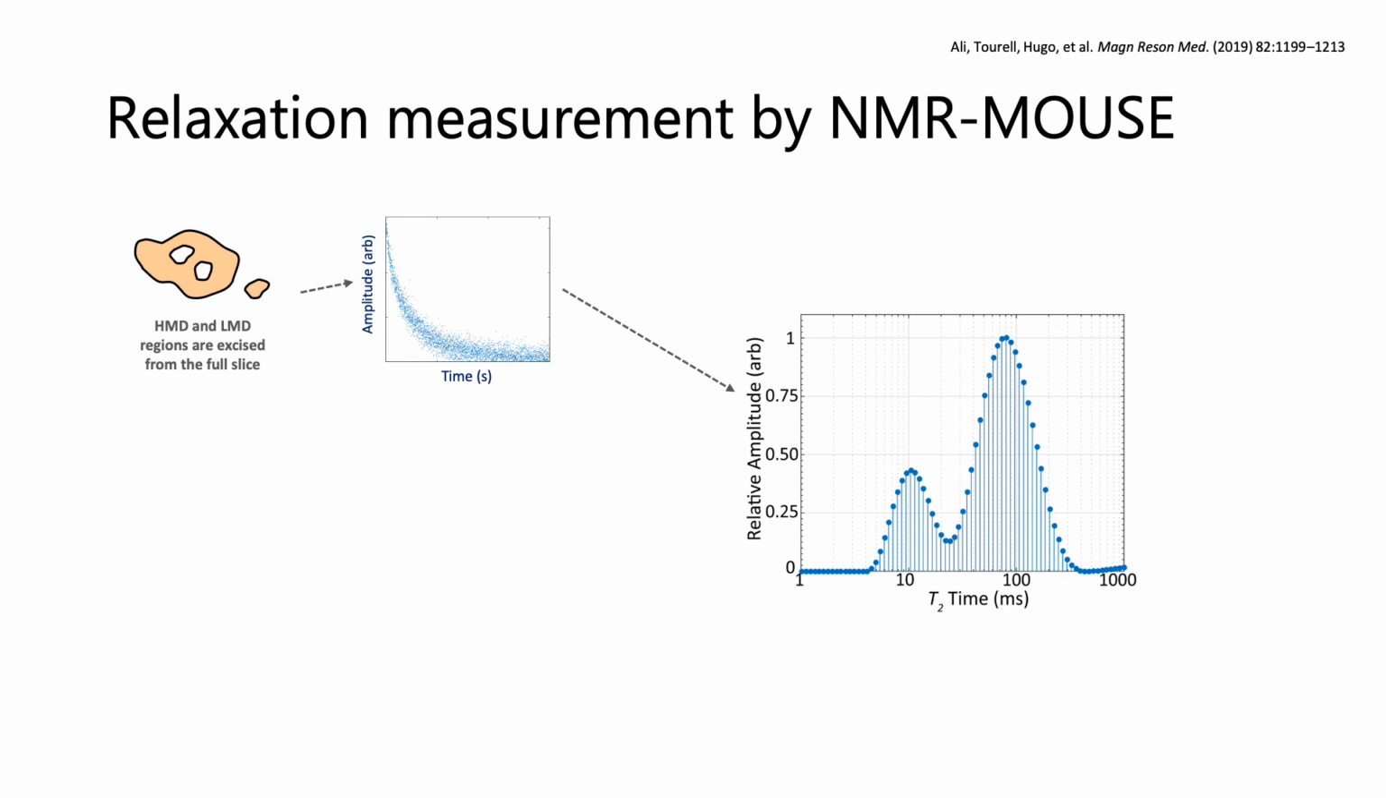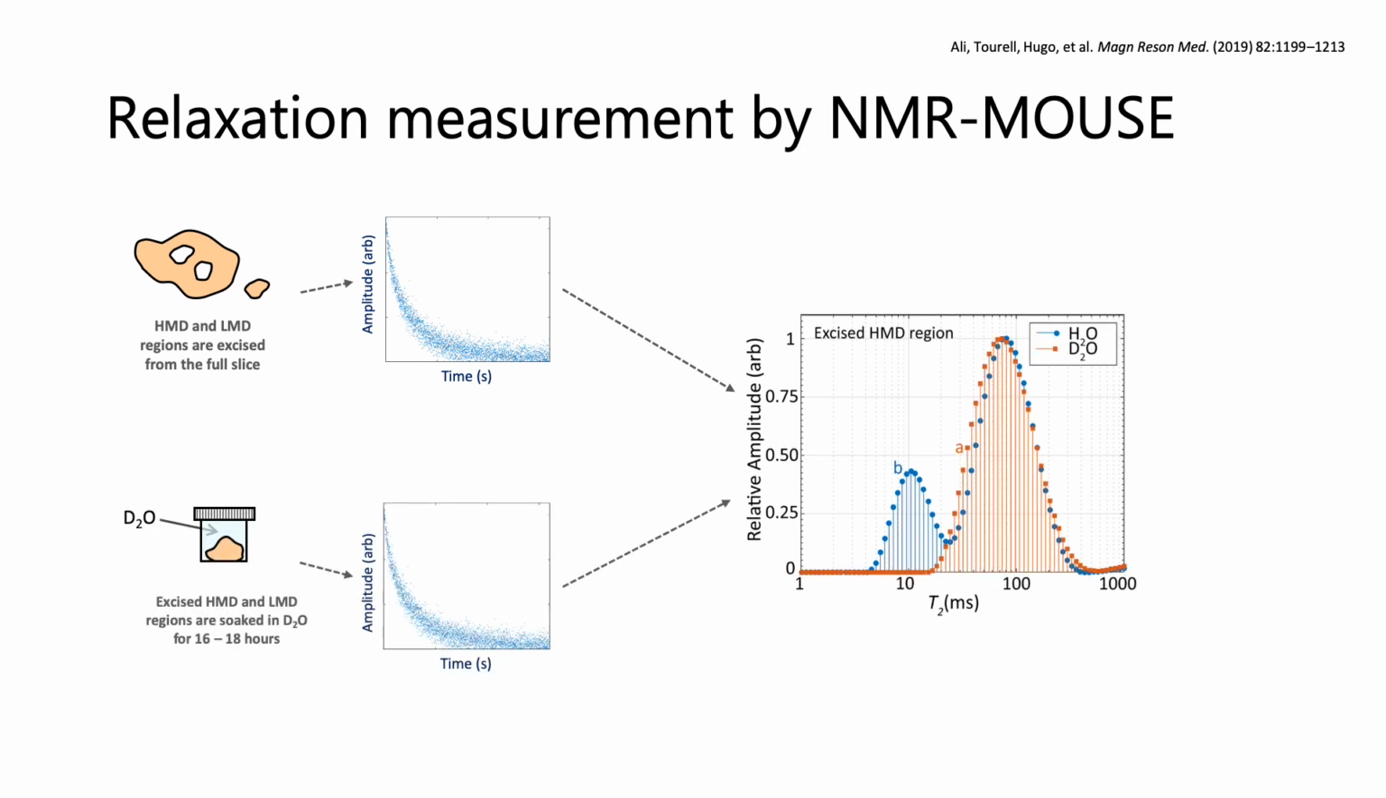When we analyzed the transverse relaxation decay obtained from a region with high mammographic density, we found that there were 2 distinctive peaks in the T2 distribution histogram, where one peak was centered near about 10 milliseconds and another peak was centered at about 100 milliseconds.